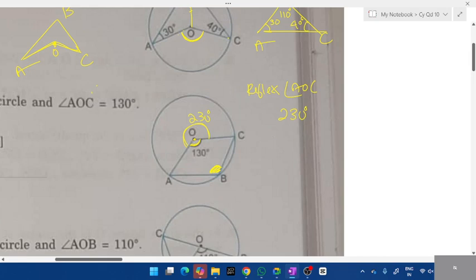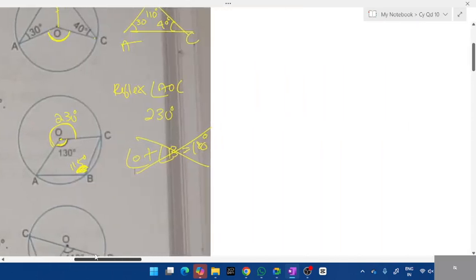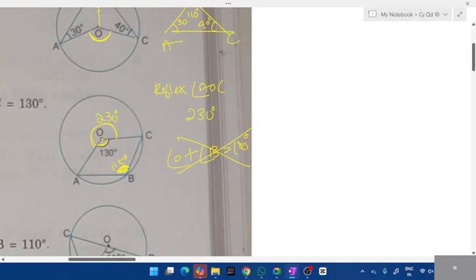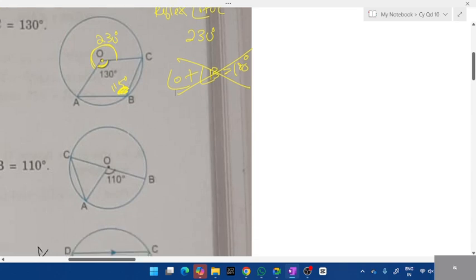Angle B is equal to 230 divided by 2, 115. And this is not a cyclic quadrilateral, so don't write angle O plus angle B is equal to 180. Don't assume like this. It is wrong. It is not cyclic. Angle B is 115. What have they asked us to find? Angle ABC, yes. See, within 10 seconds you can find the answer. 115. All of you understood how to solve this?